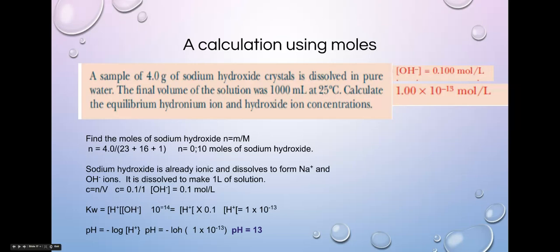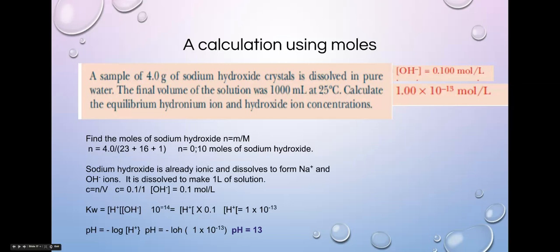sodium hydroxide. And notice that I've actually put the extra decimal place in because it's there in the question. All right, now when we're trying to do this, the concentration of the solution is the number of moles over the volume. So it's going to be 0.1 divided by 1 litre. So it's going to be a concentration of 0.1 moles per litre.